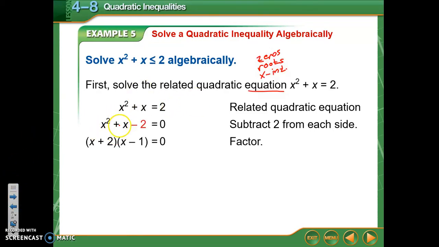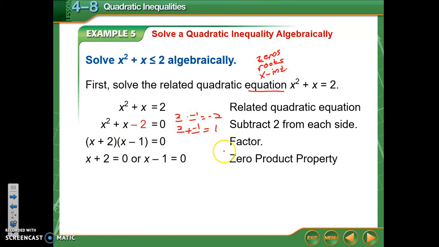And this one actually factors pretty easily. So two numbers that multiply to negative 2 and add up to positive 1 are positive 2 and negative 1. And since my a value is 1, I can put those directly into my binomial. So I have x plus 2 times x minus 1 equals 0. I set each factor equal to 0 by the zero product property, and I get x equals negative 2, because here I subtract 2 from both sides. And here I add 1, and so I get x equals 1. Those are my two x-intercepts.